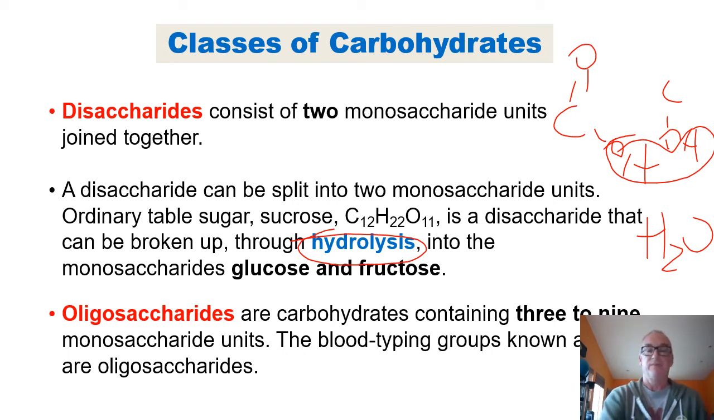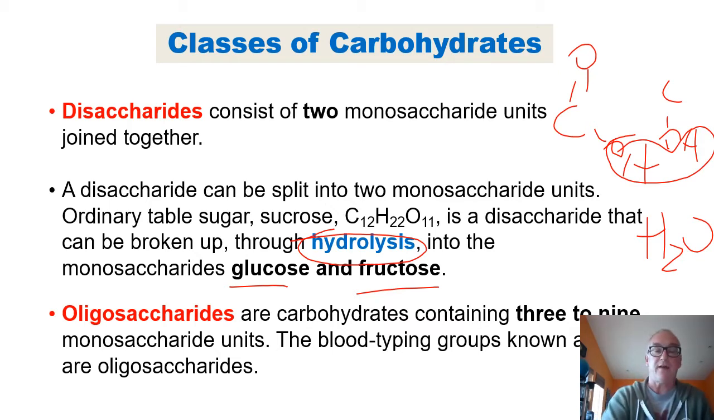And so sucrose, which you're probably familiar with, that's table sugar. We bake with it, eat it, pretty much every day. That gets split into glucose and fructose. Glucose we know about. Fructose is basically fruit sugar. And then fructose gets converted into glucose and then gets broken down and energy is released by your body.